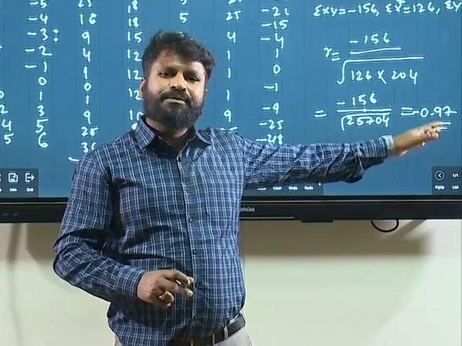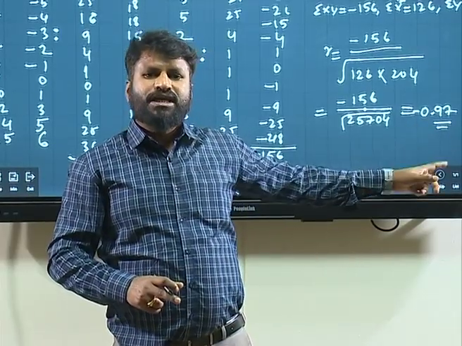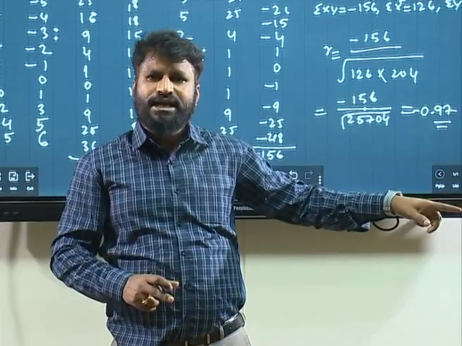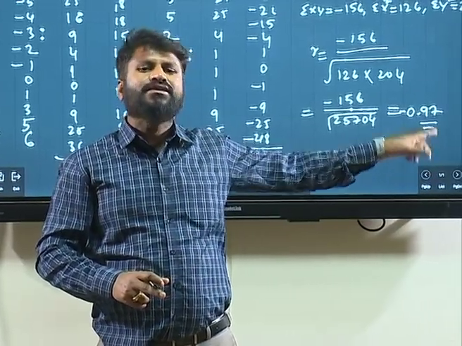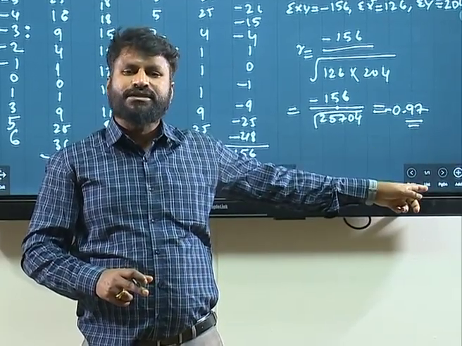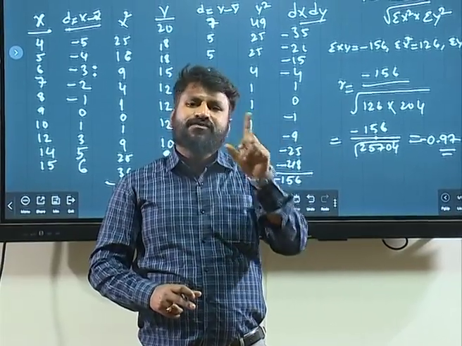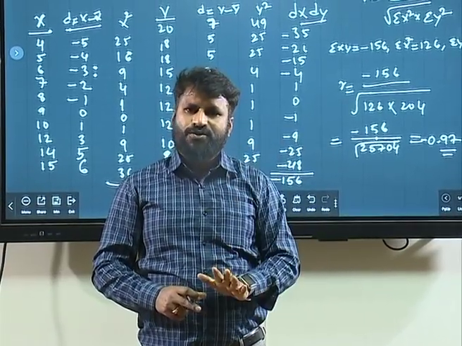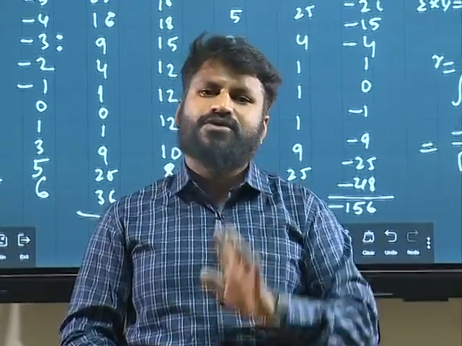So correlation interpretation is also very important, whether it is positive or negative. If the final value is negative, there is a negative correlation. If the value is positive, it is a positive correlation. The range of the value is also very important. If it is equal to 1, it is a perfect positive correlation. If it is equal to minus 1, it is a perfect negative correlation.